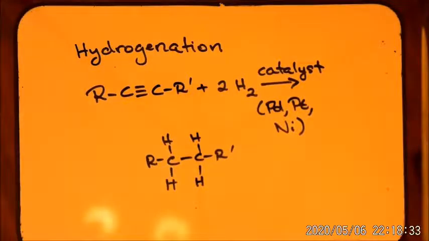Okay. Now the question is, what happens if you want to stop at alkene? So if you want to take an alkyne to go all the way to an alkane, you just add in your catalyst and your hydrogen, and you will get your alkane. So now we're going to talk about what happens if you want to stop at the alkene.